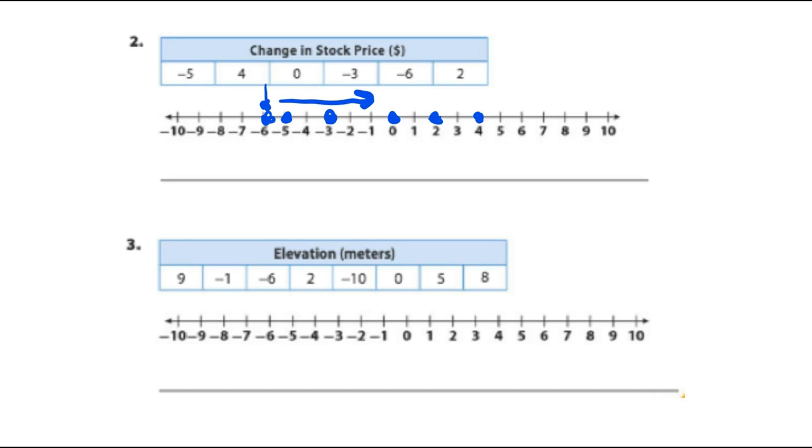-6, and then we go to the right to order them from least to greatest. So I have -6, -5, -3, 0, 2, and 4. There are all my numbers ordered from least to greatest.